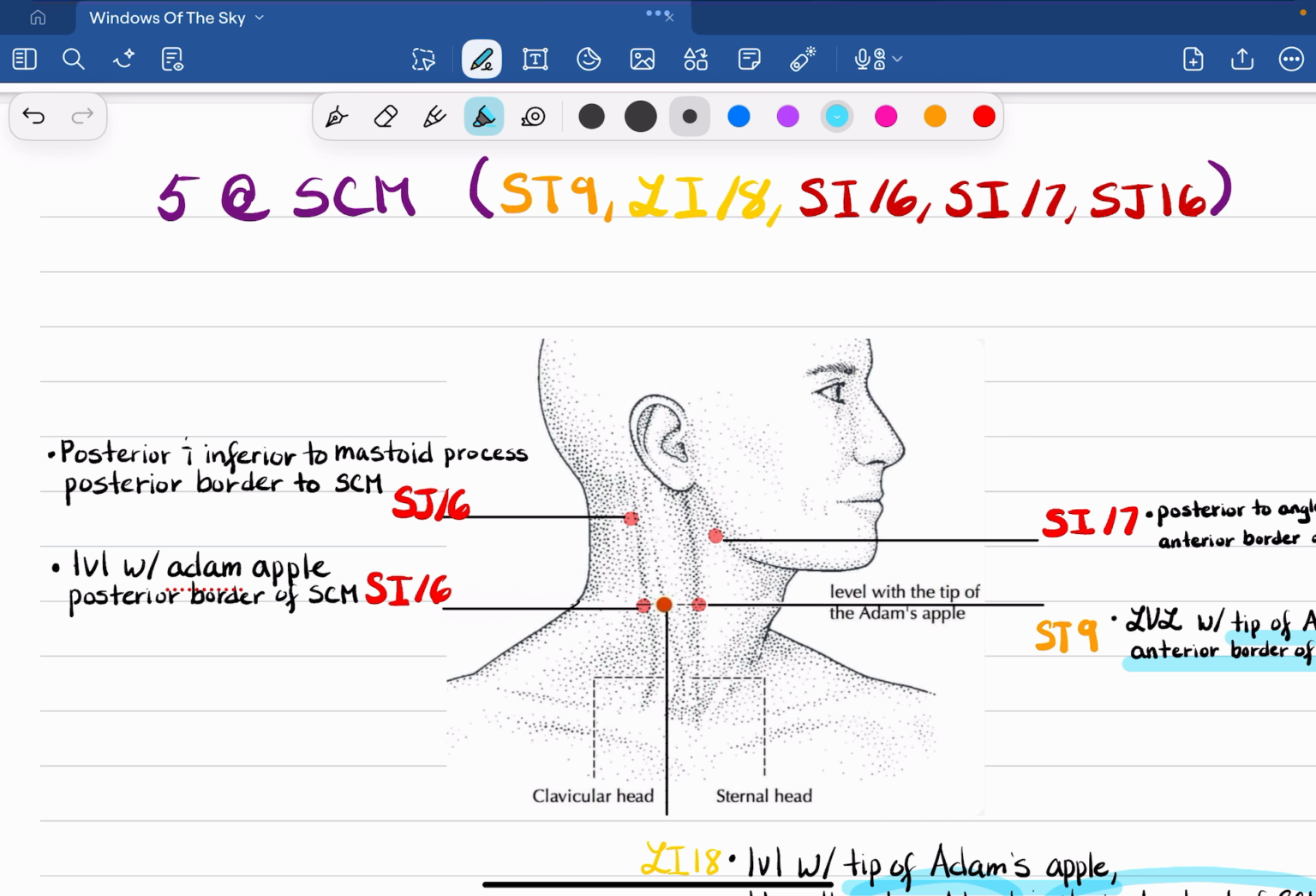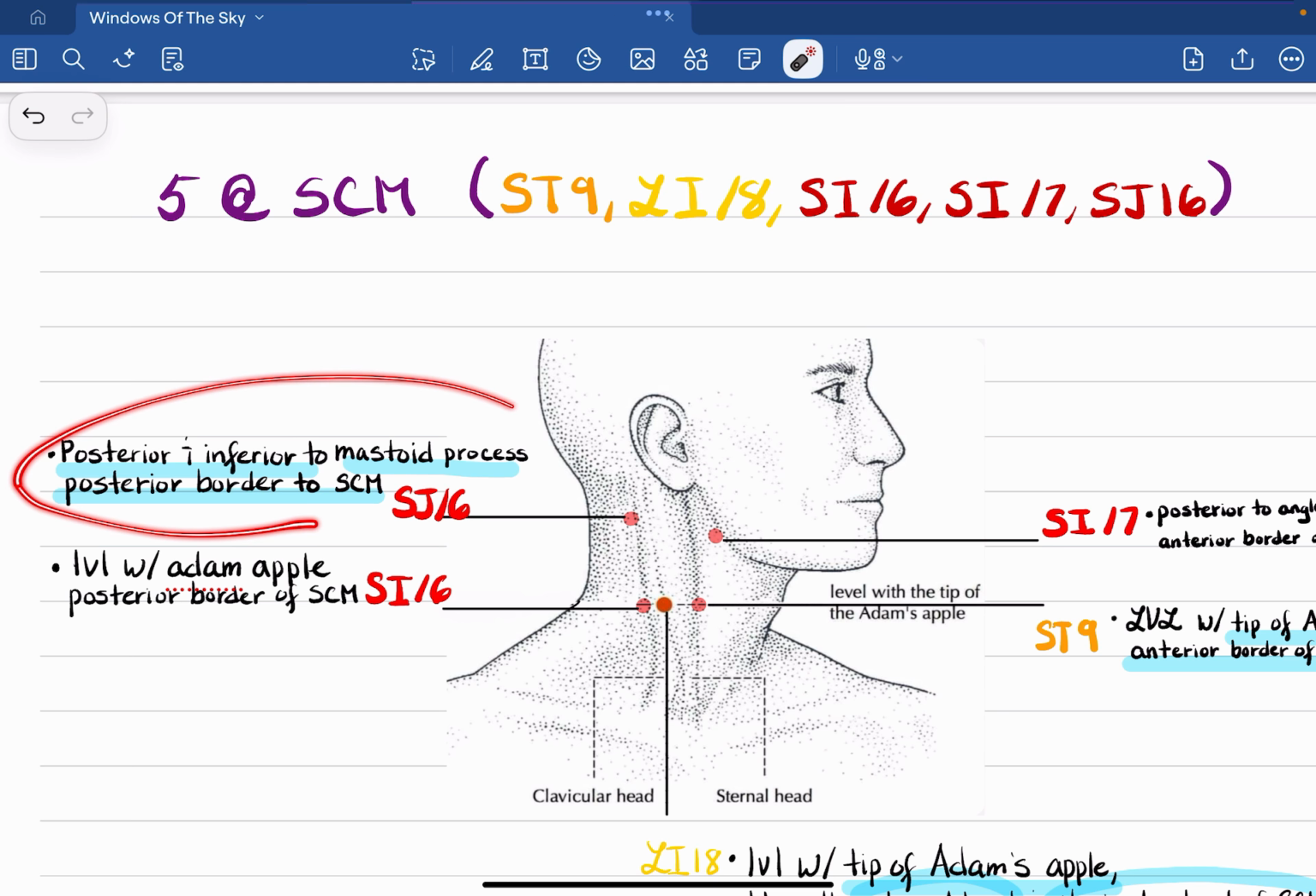I'm going to make some marks. So it's posterior and inferior to the mastoid process. So you find the mastoid process, and you know that it has to be posterior and inferior. So you go back, and you know it's somewhere inferior, but you'll know when to align it with the posterior border of the SCM. And that's how you find it. Okay, my mistake. That's how you find Sanjiao 16. That was my mistake. So that's how you find Sanjiao 16. I meant to do SI 16 first, but you know what I mean.